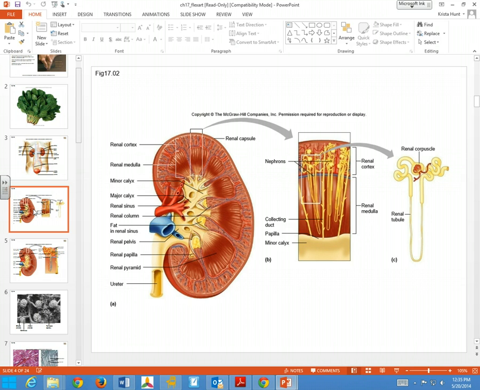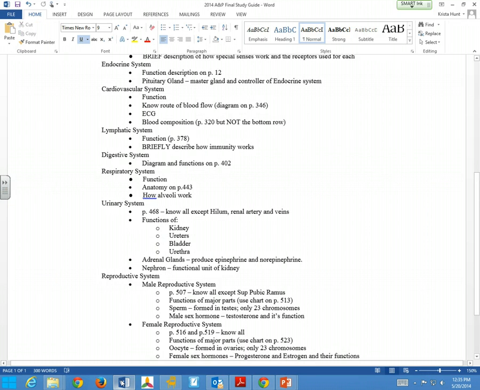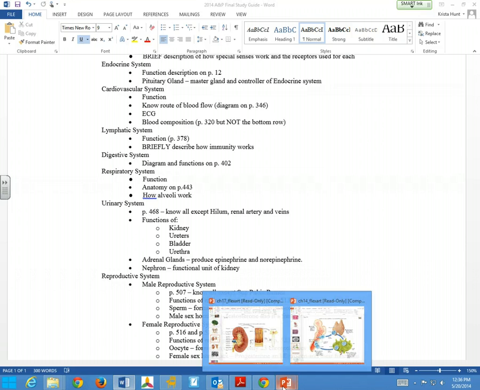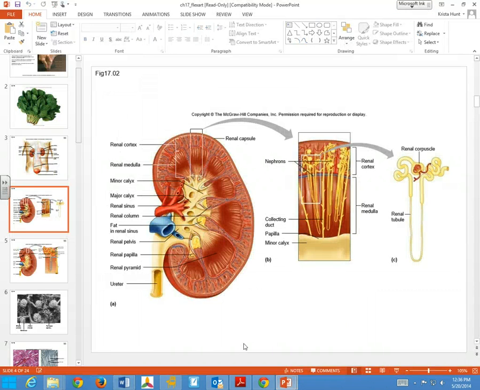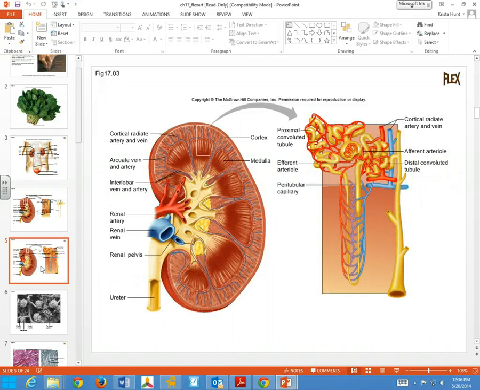On your sheet, it says what is the functional unit of the kidney. That's the nephron. Functional unit means what's the thing that's actually doing the work, right? So a nephron, you've got this kind of squiggly area with this long tubule, this loop that goes up and down here. And that tubule is covered in blood vessels.